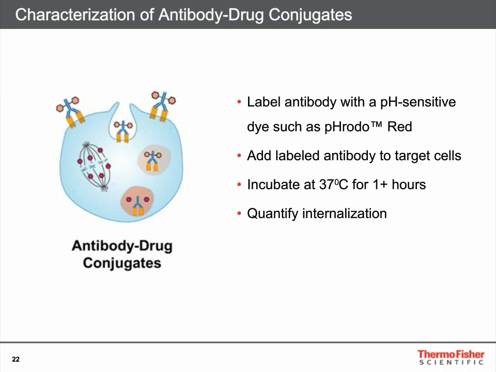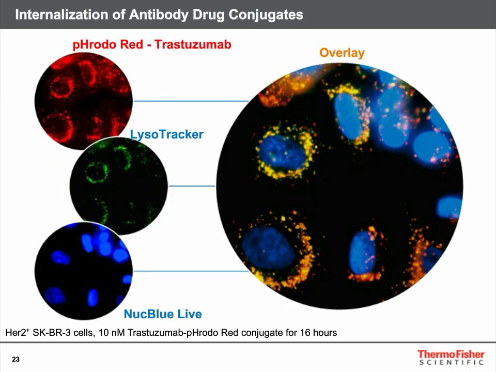In this case, because Frodo dyes are fluorogenic upon internalization, meaning that they are dark when they are outside the cell and will become very brightly fluorescent when the antibody they are attached to is trafficked into lysosomes. And we can see that both visually under a microscope, as in the top left we see Frodo-red conjugated trastuzumab. We only see signal in punctate spots inside each of those cells.